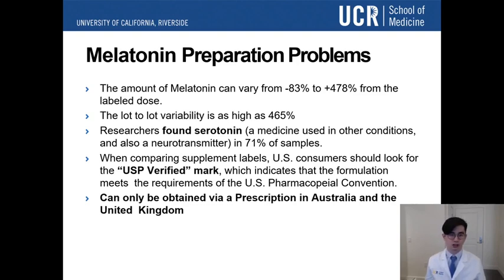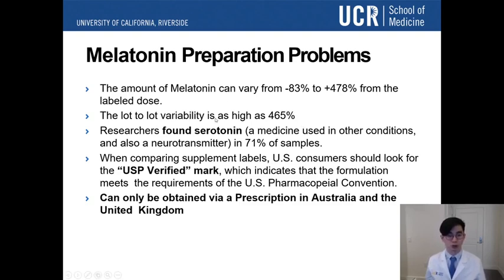Just as an aside, because it's not FDA approved, we have to be a little bit cautious when shopping for melatonin over the counter. The dosages can vary anywhere from 83% to 500% of the labeled dose, so 5 times even. And sometimes researchers have found other hormones in the melatonin preparations that we don't want, like serotonin.